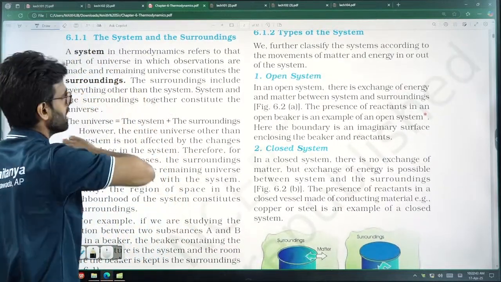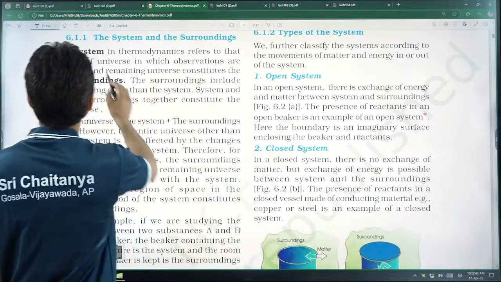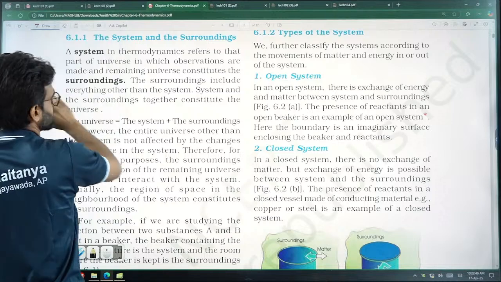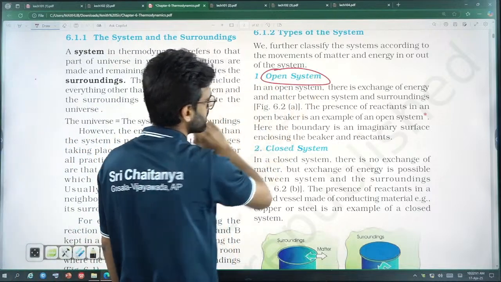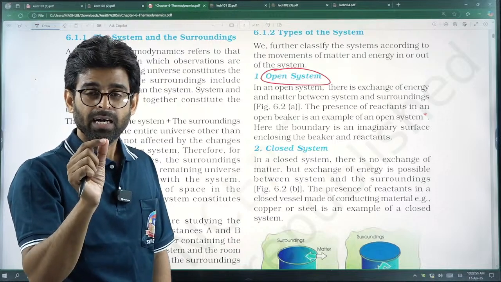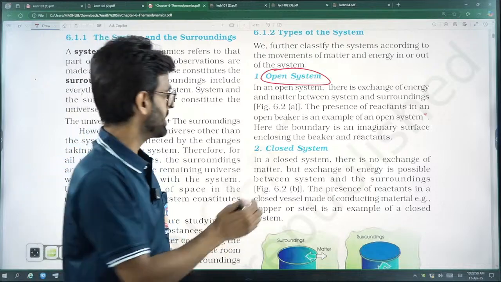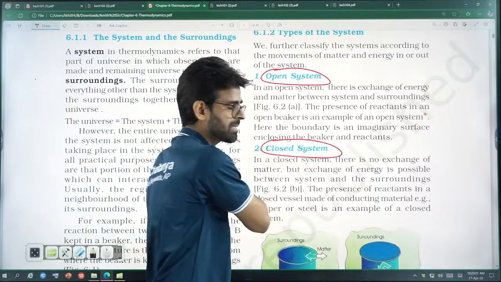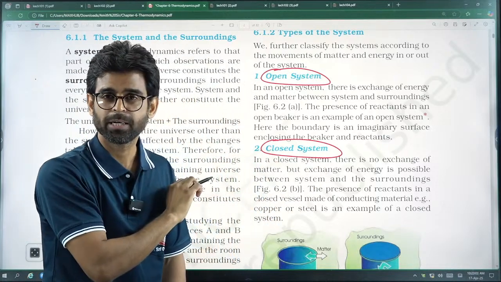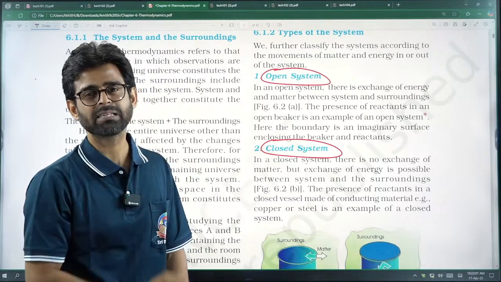System is a thing about which I am talking. Systems are of 3 types, right? One is open system. Open system is that system where you can exchange energy as well as matter to the surrounding. Whereas closed system is that system which can exchange only energy, but it can't exchange matter with the surrounding, right?